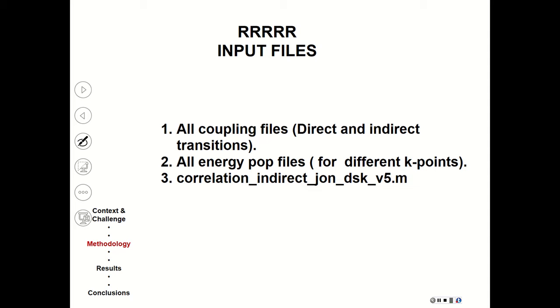Number 2, all files for states. For the 4 different K points, there should be 4 files which contain the states for each K point. And number 3, we need this MATLAB code. As you can see, there are 2 names here.